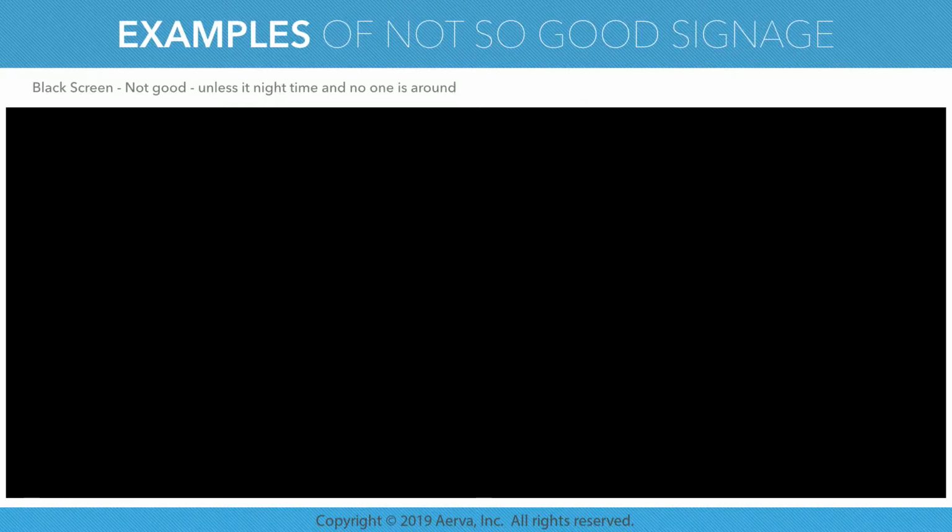Black screen, not good, unless it's really late at night and you've programmed your signage to be dark because there's no one around to see it. You want to save energy or whatnot. But during the day, if this is what you're seeing, that's a problem. You want to be able to get that resolved, depending on how mission critical it is, right? If you're trying to sell ads and you've promised that you're selling ads, for instance, and your screen is dark, that's not a good thing.